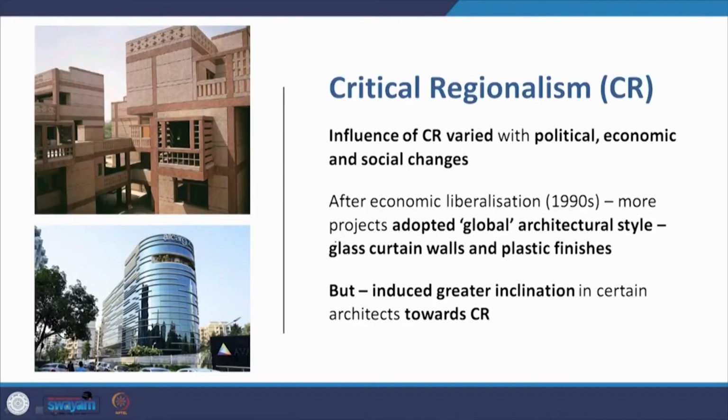So the influence of critical regionalism, or CR, varied also with political, economic and social changes. After the economic liberalization in the early 1990s, more projects adopted a global architectural style of glass curtain walls and plastic finishes. But this induced further inclination in the architects who were working in the area of critical regionalism to work harder to justify the context of their buildings.